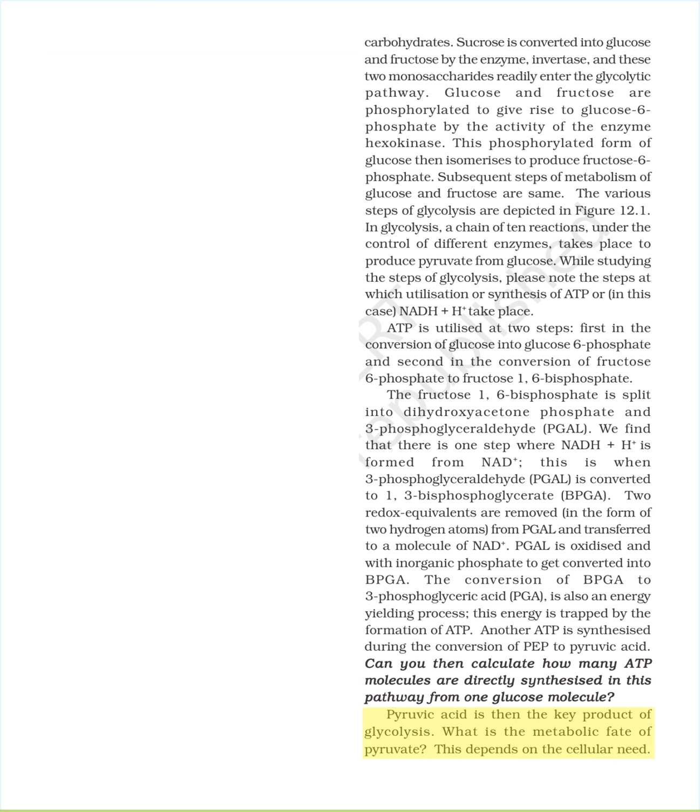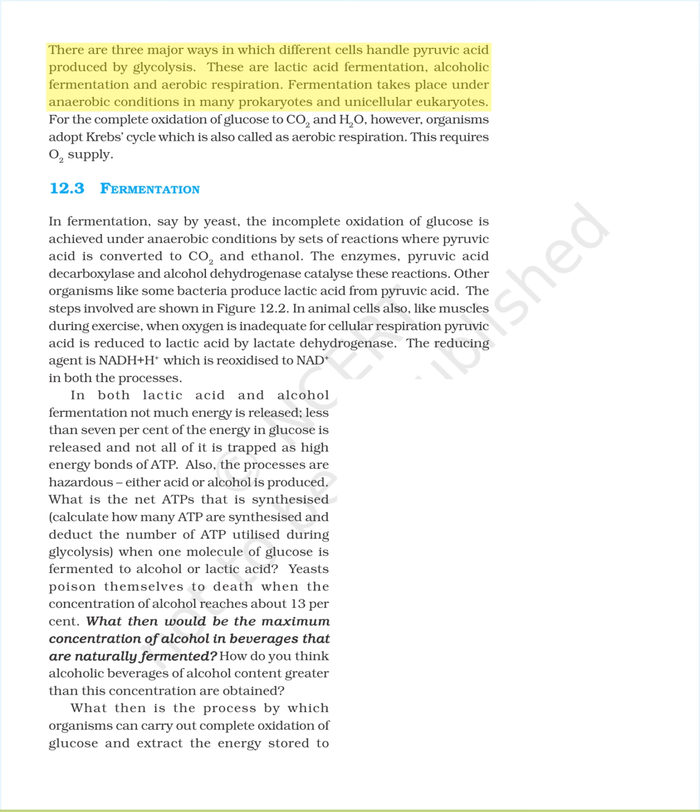Pyruvic acid is then the key product of glycolysis. What is the metabolic fate of pyruvate? This depends on the cellular need. There are three major ways in which different cells handle pyruvic acid produced by glycolysis. These are lactic acid fermentation, alcoholic fermentation, and aerobic respiration. Fermentation takes place under anaerobic conditions in many prokaryotes and unicellular eukaryotes. For the complete oxidation of glucose to CO2 and H2O, however, organisms adopt the Krebs cycle, which is also called aerobic respiration. This requires O2 supply.